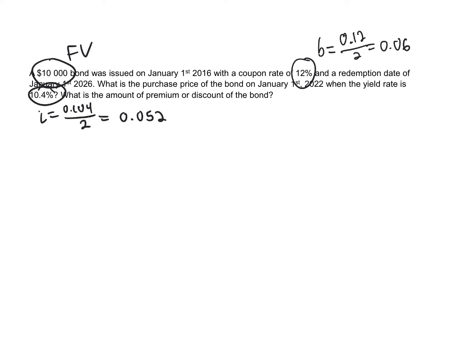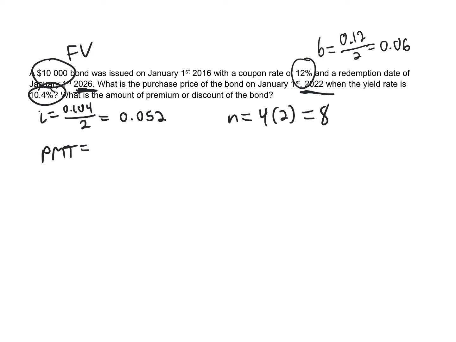So our N will be 4 times 2, which is 8. And it's 4 because there's 4 years left on our bond, going from 2022 to 2026. And it's semi-annual, so 4 times 2 is 8. We're also going to have to calculate our payment.